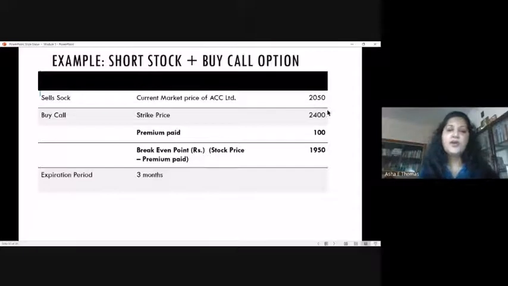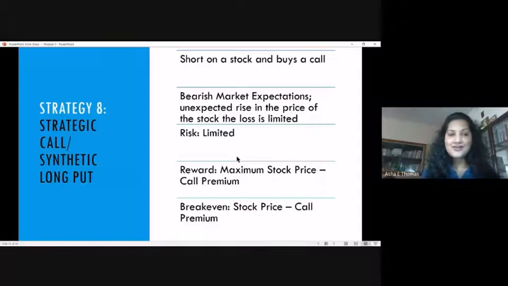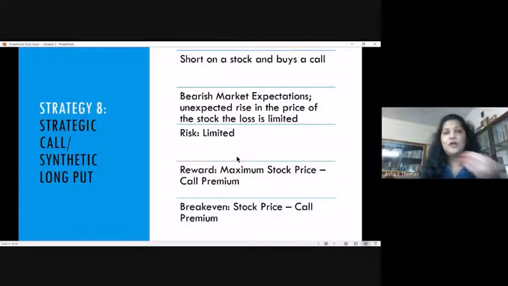So the break-even point is always the stock price minus the premium you pay. This is what we call the synthetic long put. It resembles a long put to a great extent. That's why it is called a synthetic long put. And in fact, it is just the opposite of the synthetic long call. Because there you buy, you expect your asset value can go down, so you enter into a put. You buy a put. But here it is just the opposite. So it's very easy for you to learn if you understand one by one.